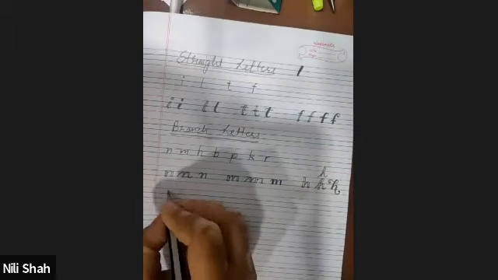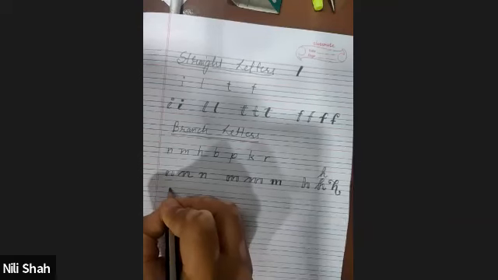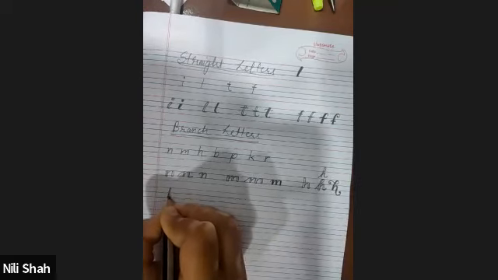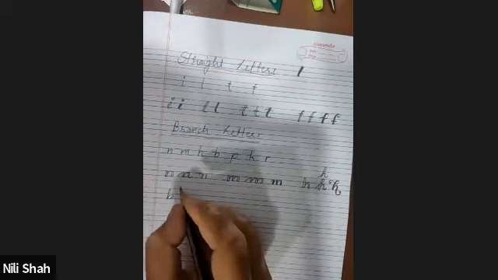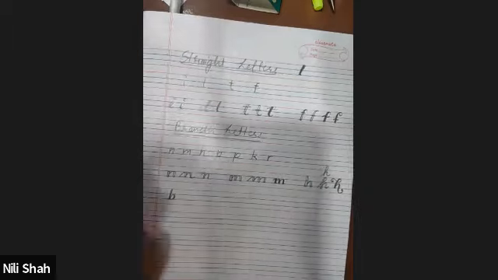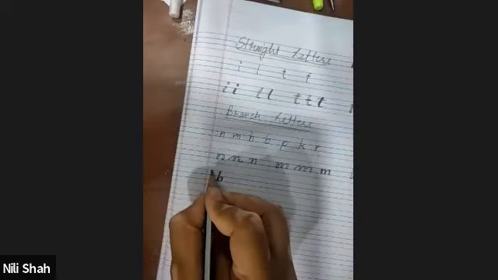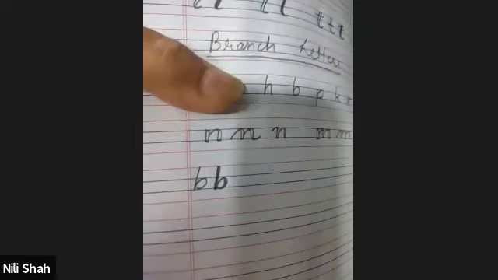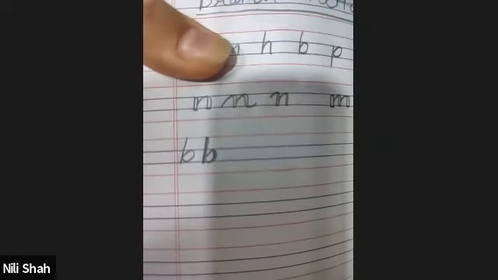Now we'll do B. We'll do simple B first, like this, and then this. We'll fill it with color. Like this. You can see the difference between the normal B and the calligraphy B, like this.